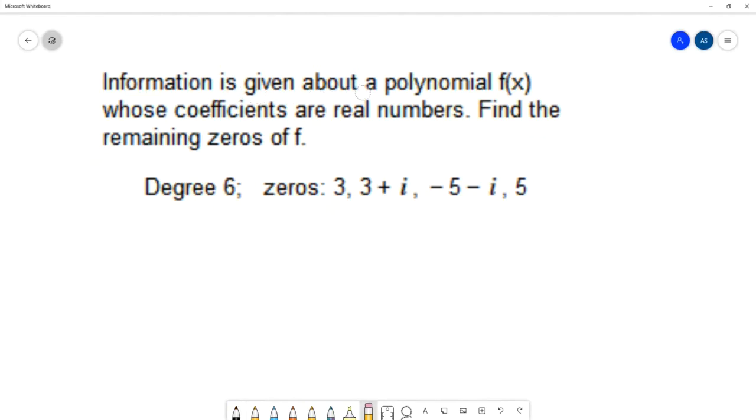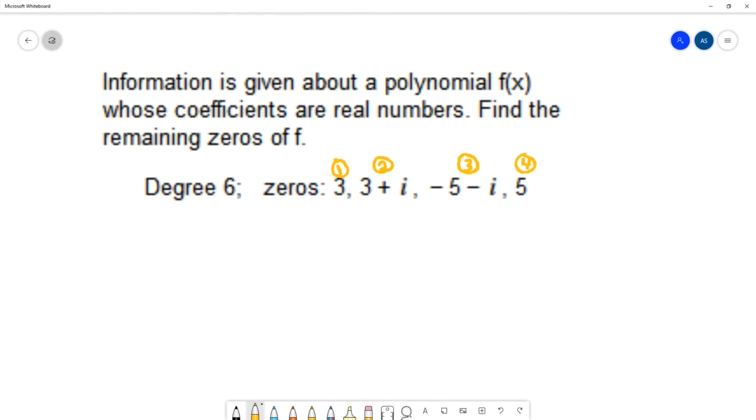Information is given about a polynomial function f of x, whose coefficients are real numbers. Find the remaining zeros of f. Our polynomial has a degree 6, and we were given some of the zeros. So we have 1 zero of 3. We have a zero of 3 plus i. We have a third zero, negative 5 plus i, and a fourth zero of 5.